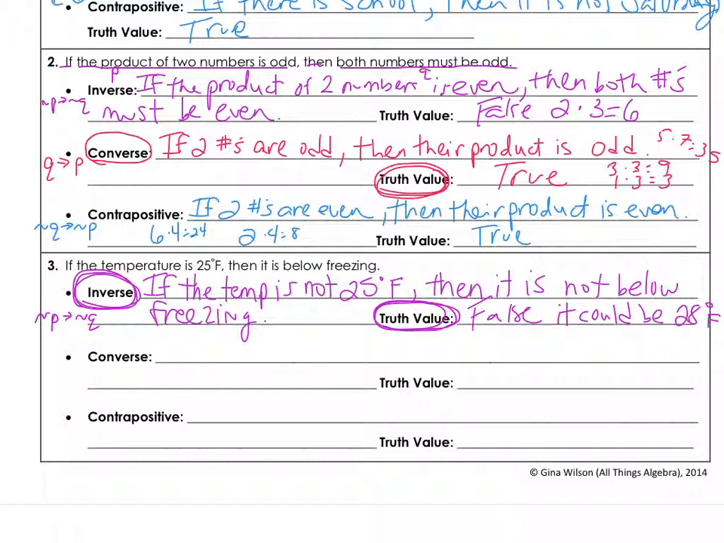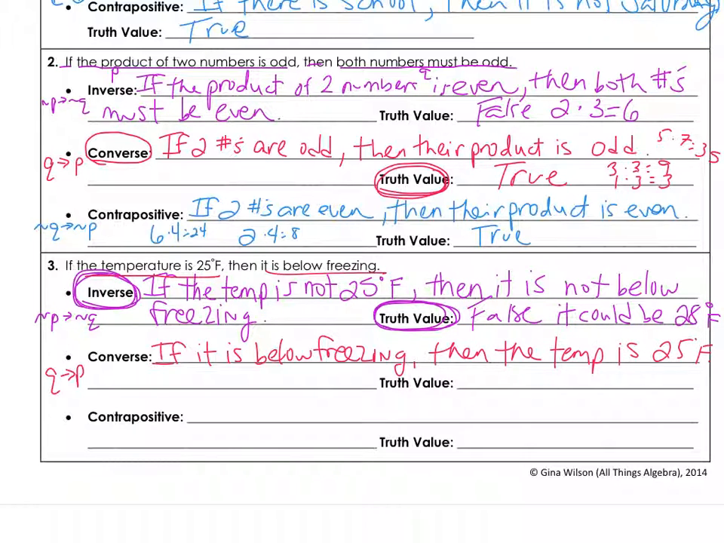For the converse, remember we are going to switch the order. So the conclusion needs to go first. So if it is below freezing, then the temperature is 25 degrees. So for the truth value, that would also be false, because if it's below freezing, it could be any different numbers, so 31, 30, 29, and on, but they're saying that the temperature is exactly 25 degrees. So it could be any of those other degrees. So maybe it could be 20 degrees. It's still below freezing, but it's not 25 degrees.